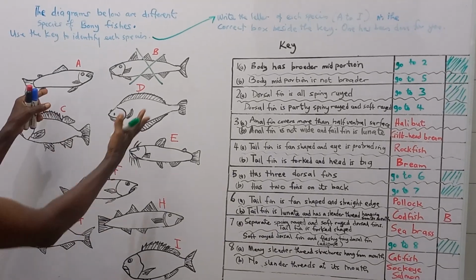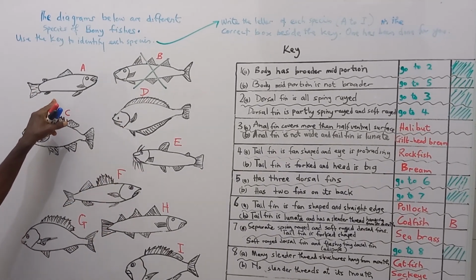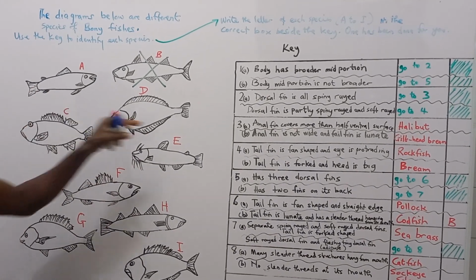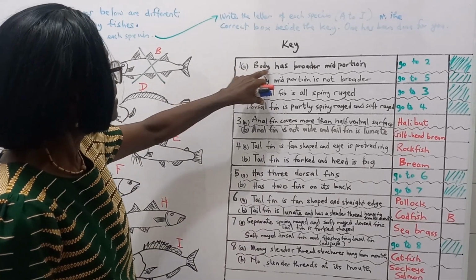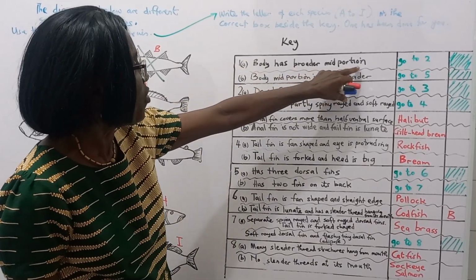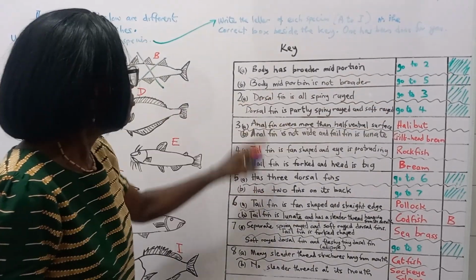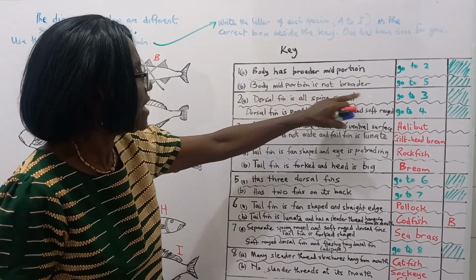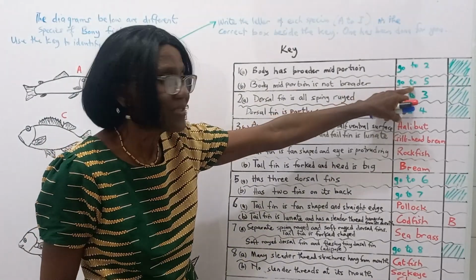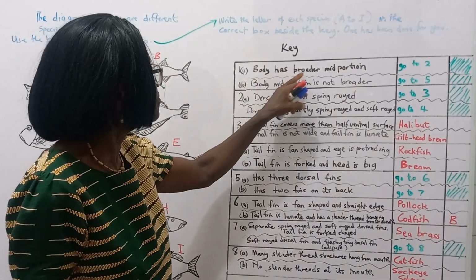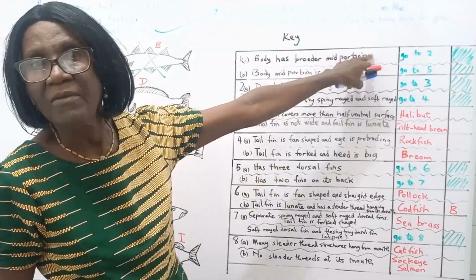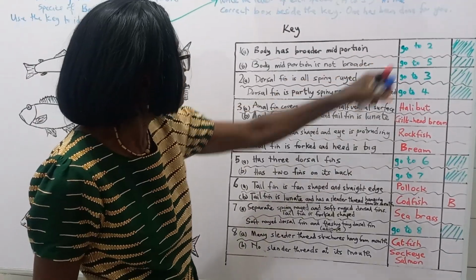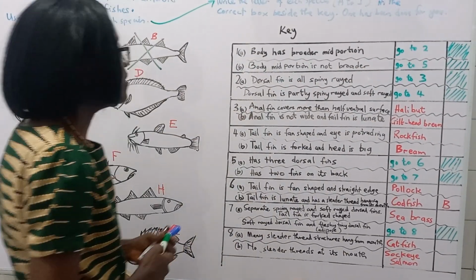Now, we are supposed to identify the rest of the bony fish species using this dichotomous key. So, 1 says body has broader mid portion, and you go to 2. Body has mid portion not broader, you go to 5. Don't worry yourself with this. Let's handle body has broader mid portion. Finish everything about this before you worry yourself here. So body has broader mid portion.